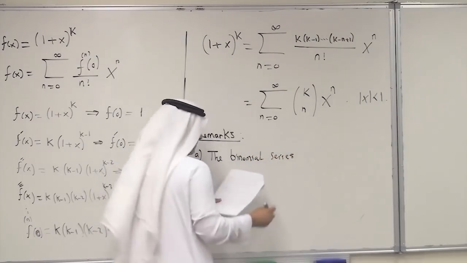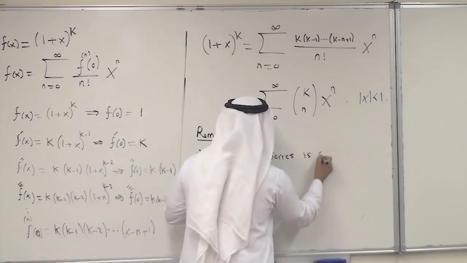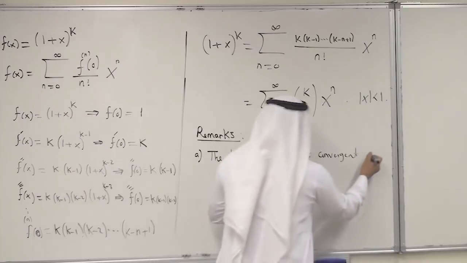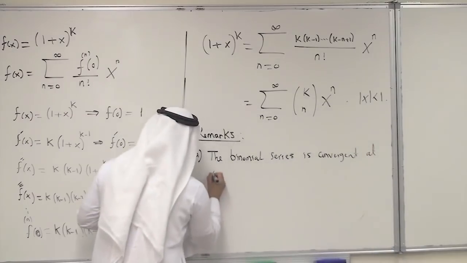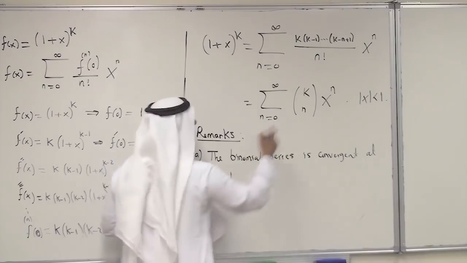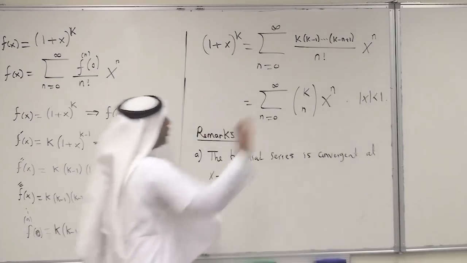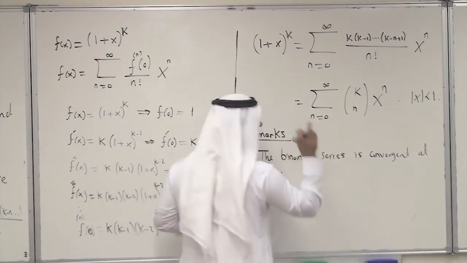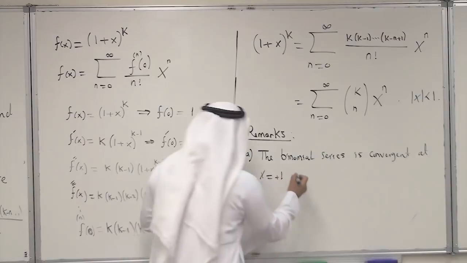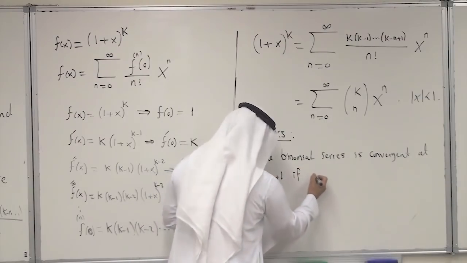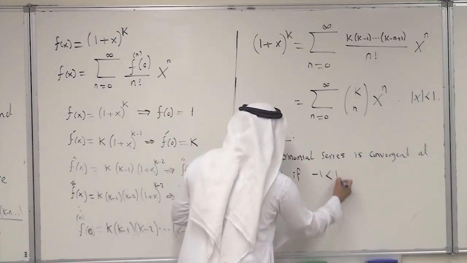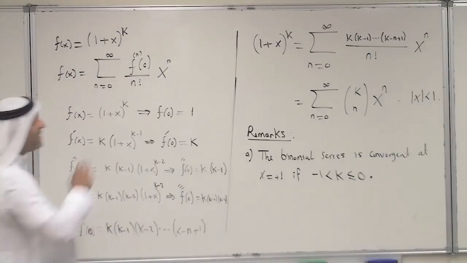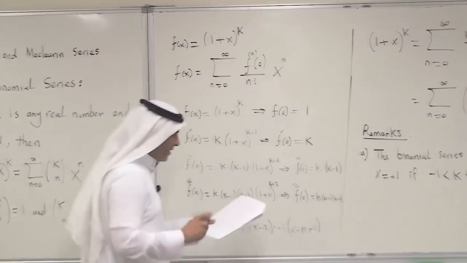can also be proved to be convergent at x equal to 1, because here we have x between -1 and 1, where we are sure this is convergent. At the boundary points, this remark says the binomial series is also convergent at x equal to 1 if k is between -1 and 0. For this specific choice for k, the series is still convergent at x equal to 1. This is one thing.